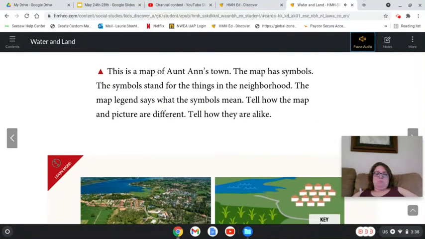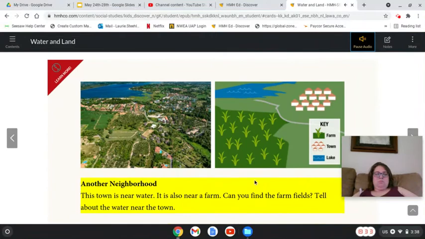Another neighborhood. This town is near water. It is also near a farm. Can you find the farm fields? Tell about the water near the town.